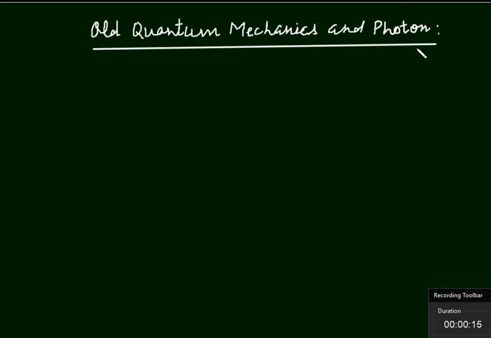This is part 2 of my lecture on old quantum mechanics. In this lecture, I will discuss the concept of photon and the photoelectric effect. The concept of photon was given by Max Planck in 1900.